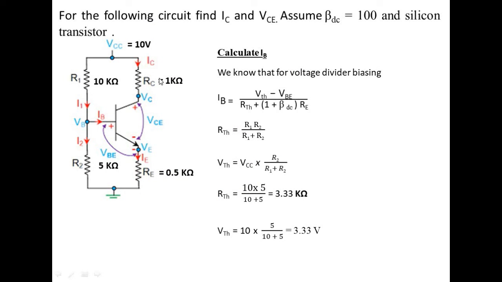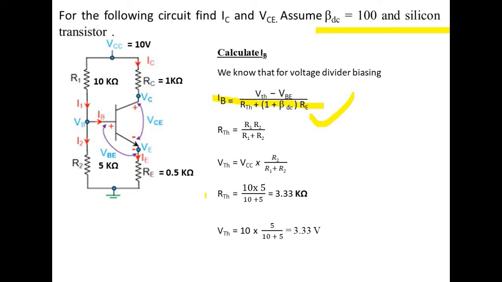Let us take one more example. We have to calculate IC and VCE for this circuit. We have to assume beta DC as 100. We know that for voltage divider biasing circuit, we can directly use this formula. IB is equal to (VTH minus VBE) upon (RTH plus (1 plus beta DC) times RE). RTH is equal to R1 R2 upon R1 plus R2. VTH is equal to VCC into R2 upon R1 plus R2.